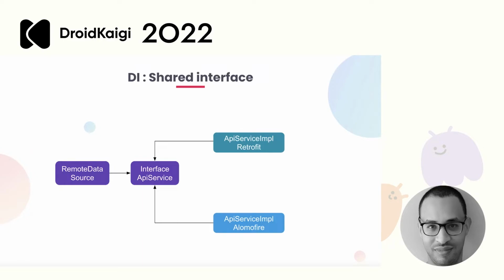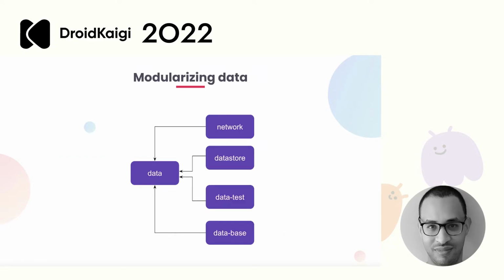On the other hand, using dependency inversion, we can still use our native library and just share the interface, but it is still not a big deal compared to a shared library. As you can see in this example, you can still use Retrofit for Android and Alamofire for iOS and share only the interface.